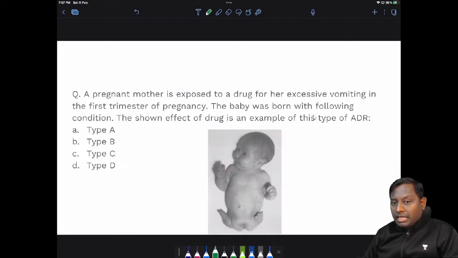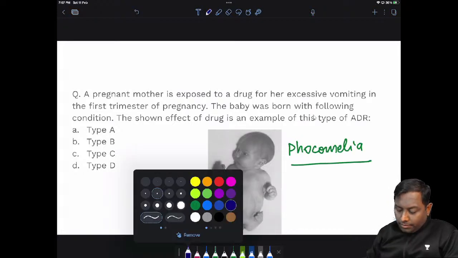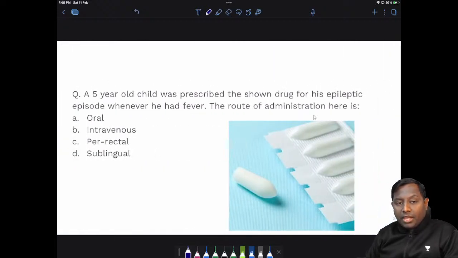The question like this I have already explained to all of you guys, this is actually a case of phocomelia. Now the examiner is asking what is the type of ADR. What type of ADR is this? Always remember, any teratogenic drug will always and always be type D kind of ADR. All of you are marking correctly, D for delayed kind of ADR. All teratogenic effects come under type D kind of ADR.